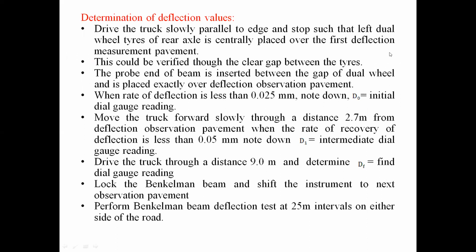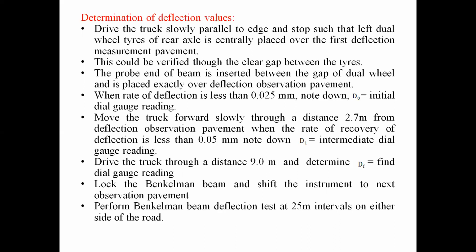We are supposed to drive the truck slowly parallel to the edge and then stop such that the left dual wheel tires of the rear axle are centrally placed over the first deflection measurement point of the pavement. This can be verified through the clear gap between the tires. The probe end of the beam is inserted between the gap of the dual wheel and placed exactly over the deflection observation point. Remember, the rate of deflection should be less than 0.025 mm. Then we note down the initial dial gauge reading as D0.